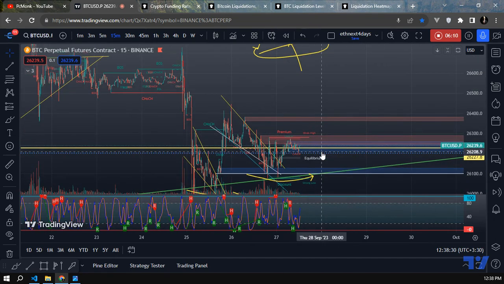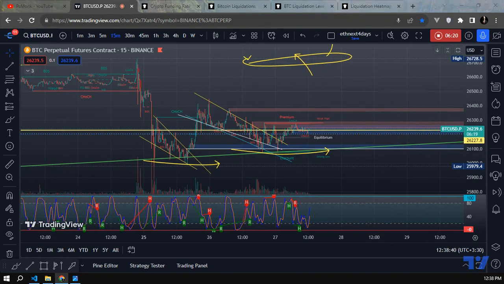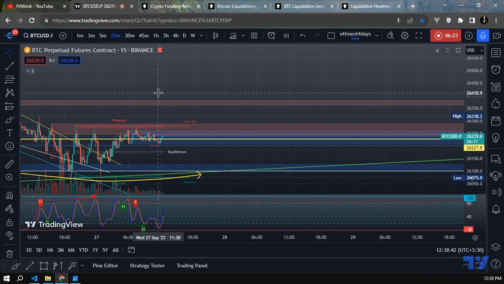Now you might say 26.4 really doesn't matter, all we have to do is come around here and this could be sliced through. True. But we really want the momentum in here. Oh, Jesus Christ, I don't see any momentum in Bitcoin these days.